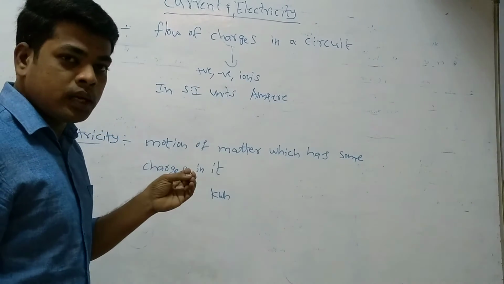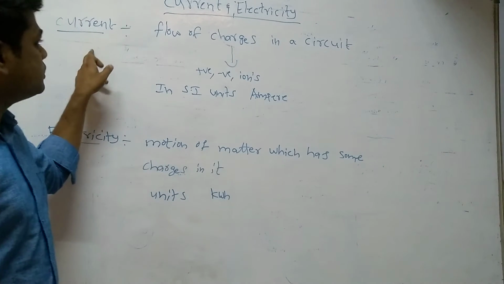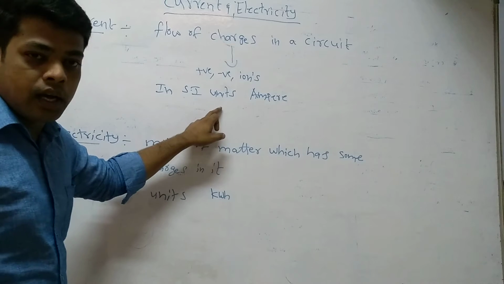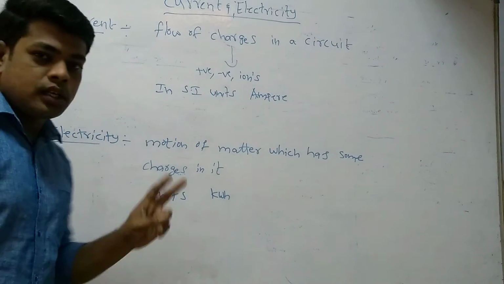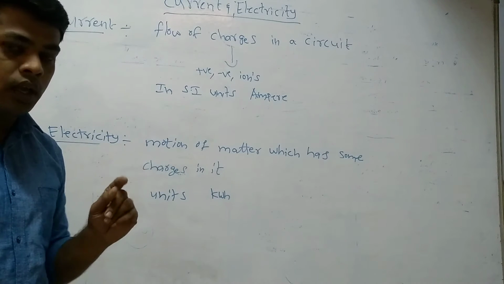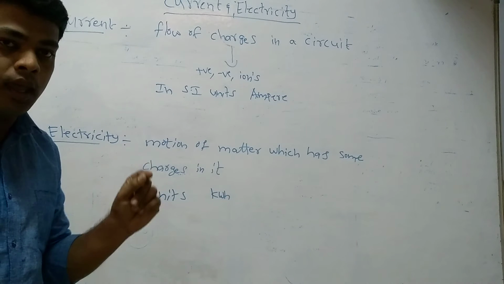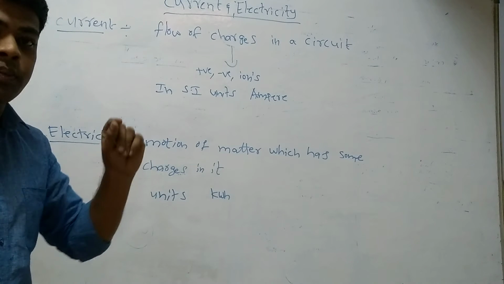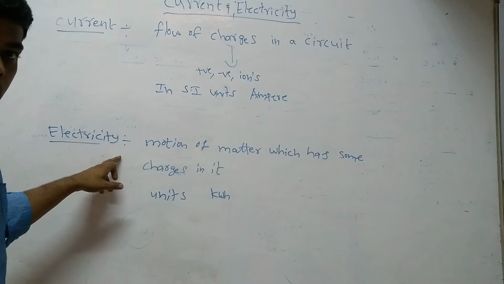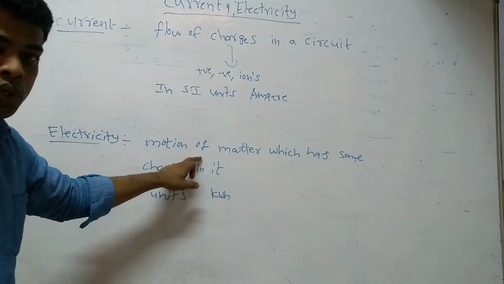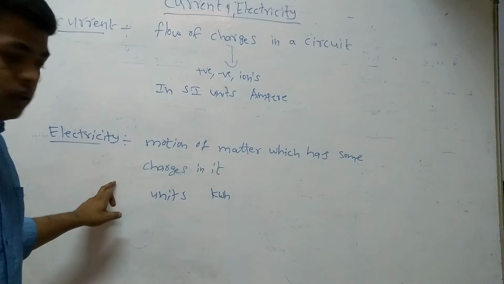In SI units, the current has the unit amperes. Next one is electricity. There are two definitions for electricity. One is that it is a form of energy which can be used to make light or heat and some other energies. Another definition is that it is a physical phenomenon observed when matter that has some charges in it is in motion. In simple units, the unit of electricity is kilowatt hour.